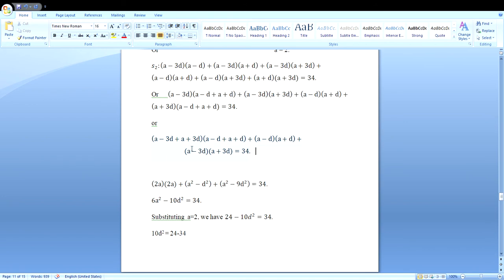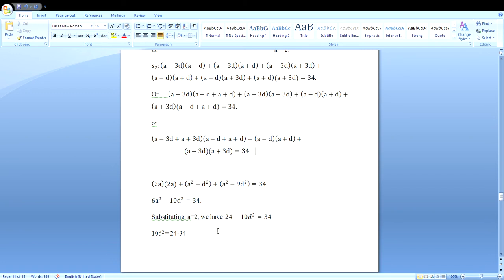Again simplifying this, minus 3D plus 3D gets cancelled. We have 2A. Here minus D plus D gets cancelled. Therefore it is again 2A. 2A into 2A plus. Multiplying this, A square minus D square. Again multiplying A minus 3D into A plus 3D, we have A square minus 9D square equal to 34. 4A square plus 2A square, 6A square minus 10D square equal to 34.